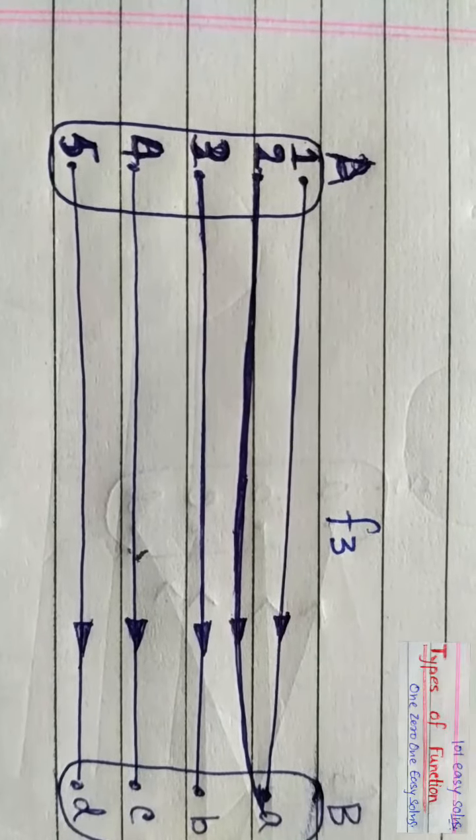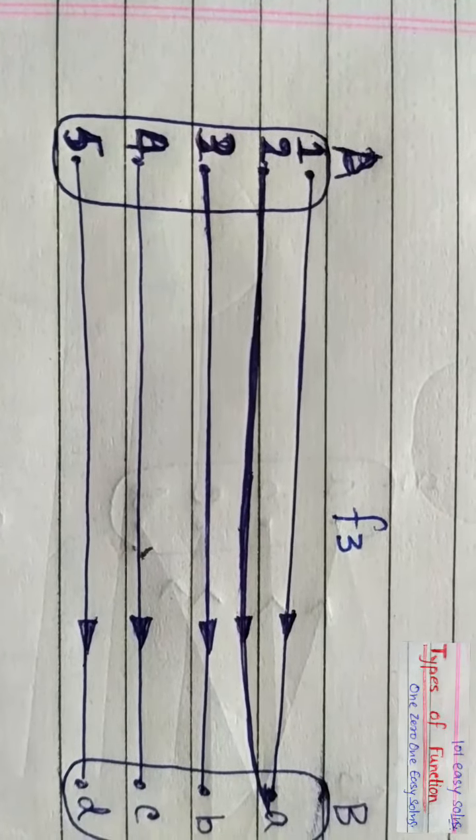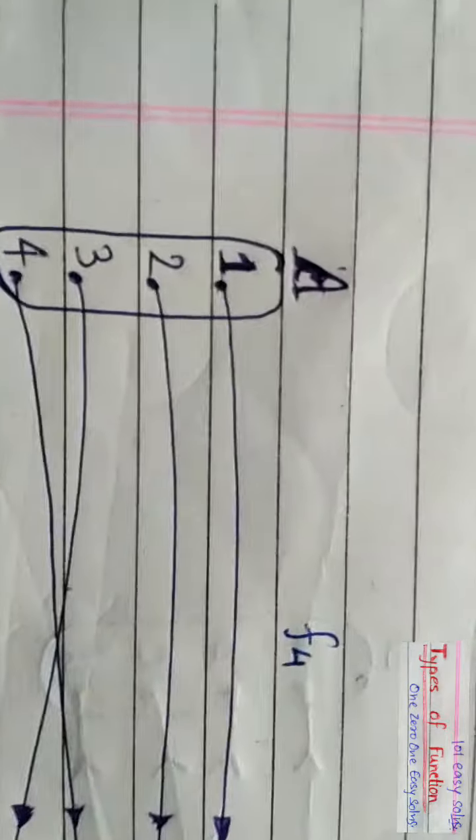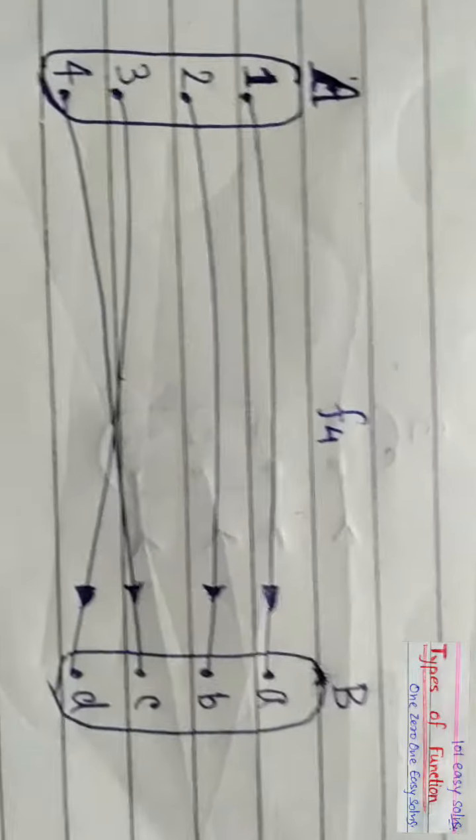So all the elements of B are the image of some element or some member of set A. Same thing here, you see for function 4.